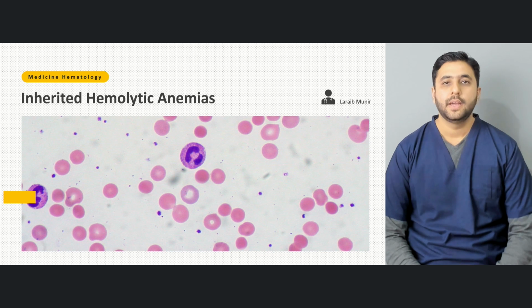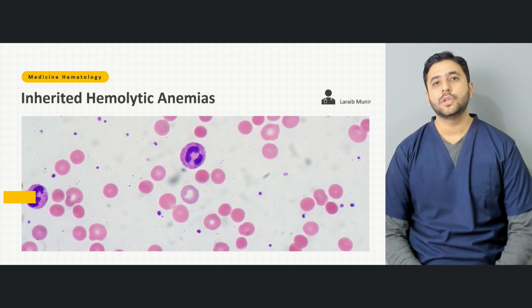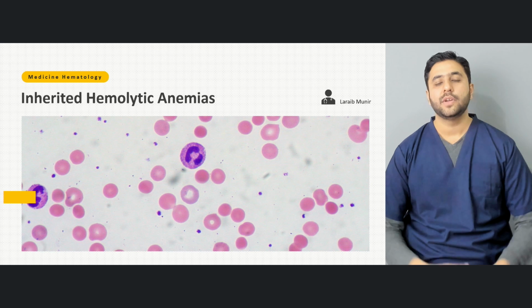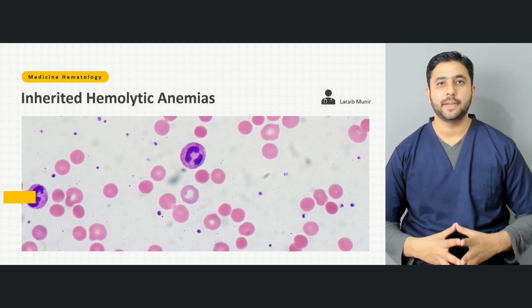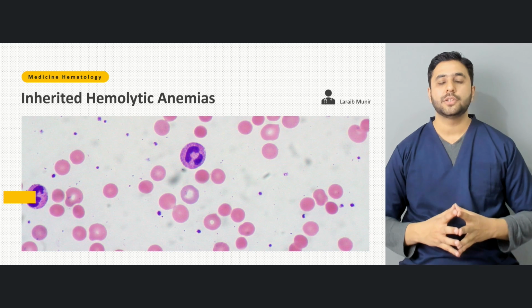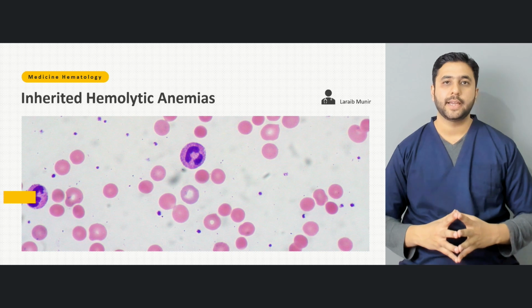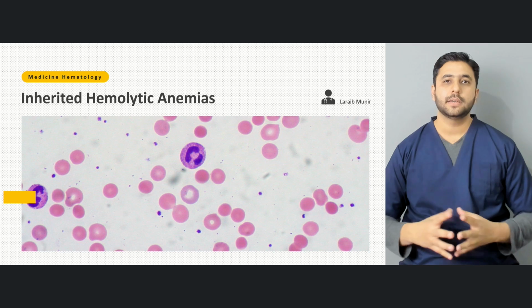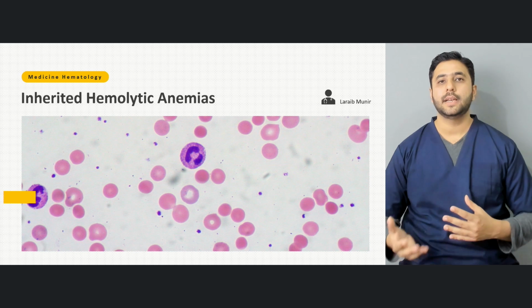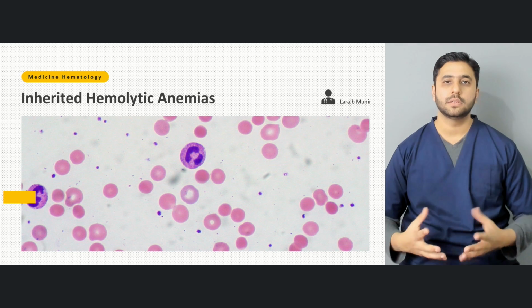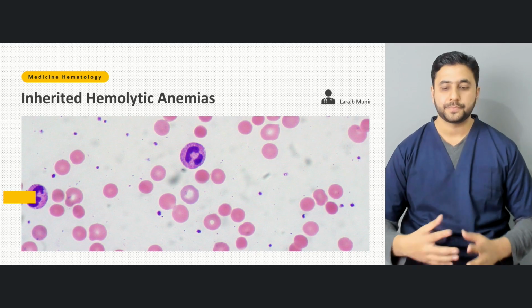R.M. Munir, and today, continuing our discussion of the anemias in the hematology section of internal medicine, we are going to talk about the hemolytic anemias. Specifically, the major topic is the inherited types of hemolytic anemias. The hemolytic anemias, as the word signifies, are basically anemias because of hemolysis, or the breakdown of the RBCs.